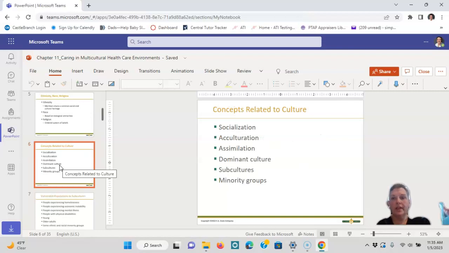So, concepts related to culture: when we think about cultural considerations, think about the socialization of that culture, the acculturation into the United States, assimilation into the United States, or whatever area you're providing healthcare in, the dominant culture of that group, of that area, the subcultures in that area, and the minority groups.